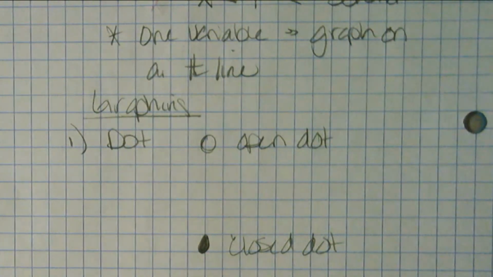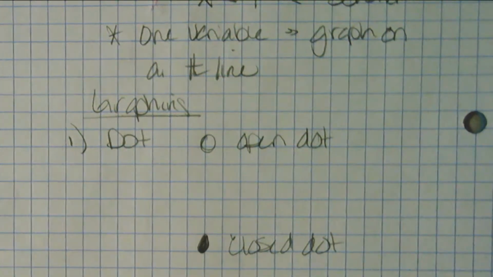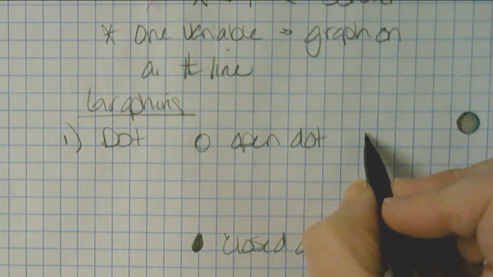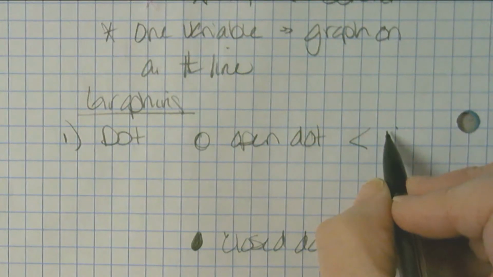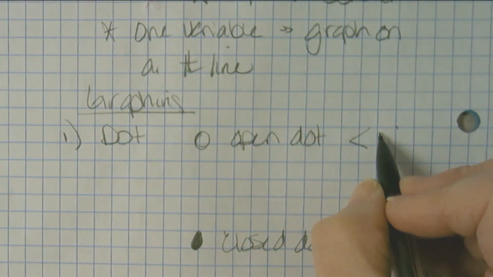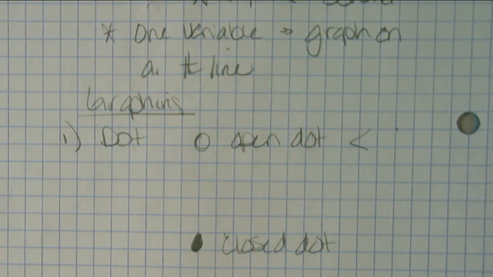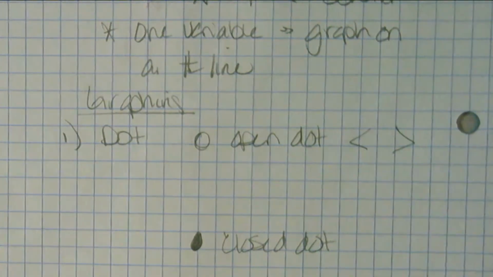What inequality symbols go with an open dot? Slow down. Does the equal to go with this? With an open dot? No. So it's a less than symbol or a greater than symbol.